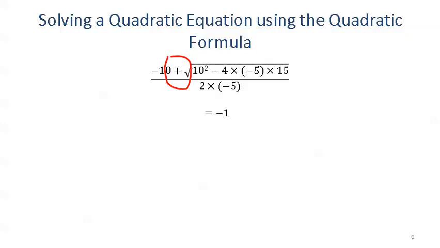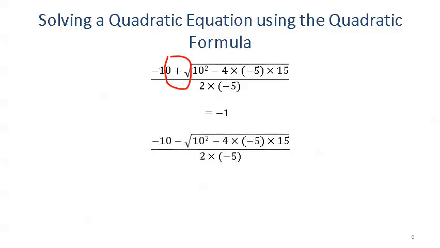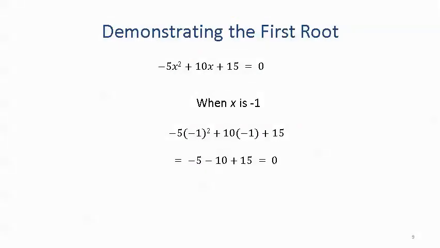So the first root that we found for our first equation is minus 1. Now we use the negative and do minus 10 minus the square root of 10 squared minus 4 times minus 5 times 15, divided by 2 times minus 5. And we find that the value is 3. Again, I'll let you use your calculator or your number crunching capabilities. So the roots of our equation are minus 1 and 3.